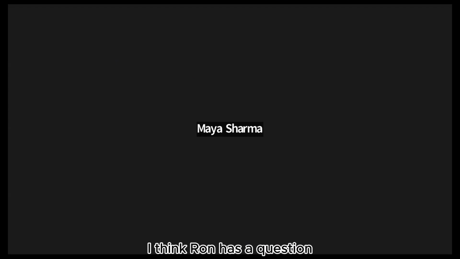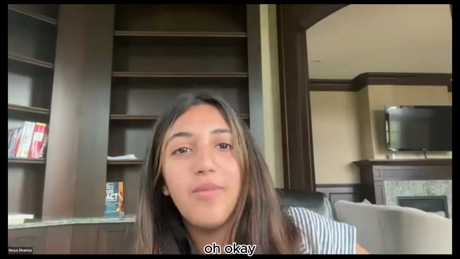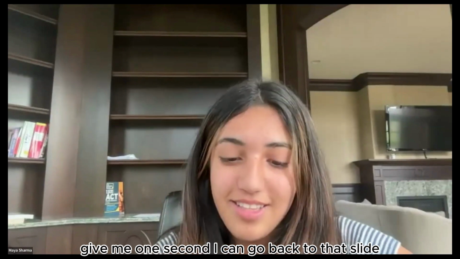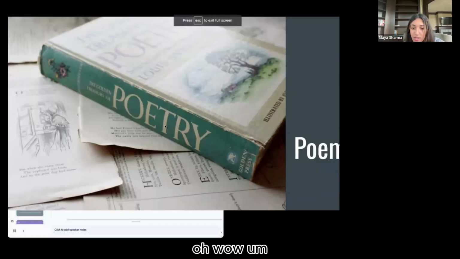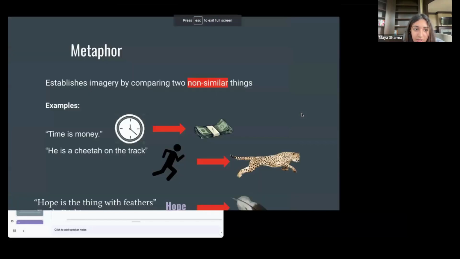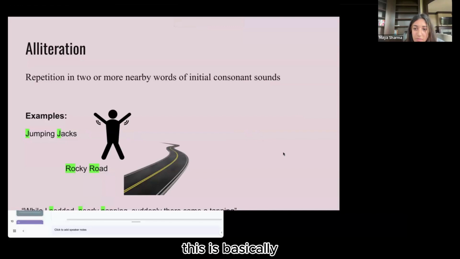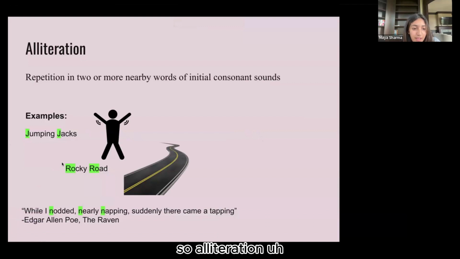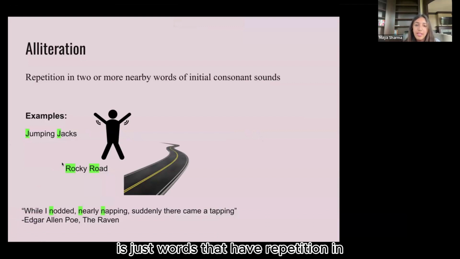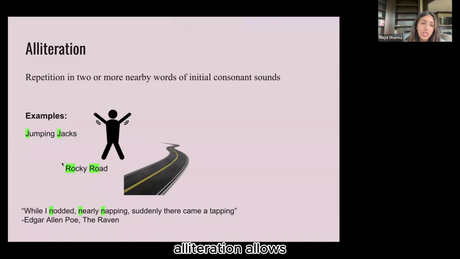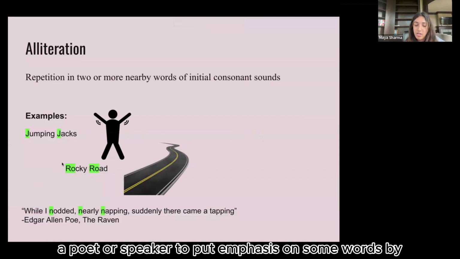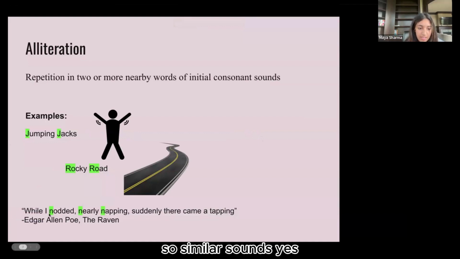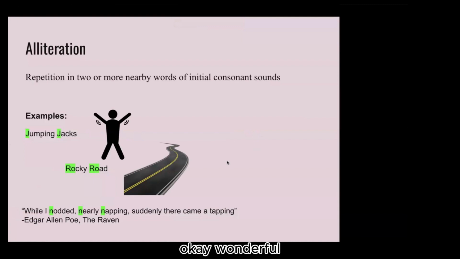I think Rohan has a question. What's alliteration? Oh, okay. Give me one second. I can go back to that slide. Okay. Let me find the alliteration slide. So we talked about this before. I think it's good to look at the examples here. So alliteration is just words that have repetition in the beginning of their sound, so it has a consonant. And basically, alliteration allows a poet or speaker to put emphasis on some words by repeating the beginning. Oh, so similar sounds. Yes. Mhm. Okay, wonderful. Thank you.